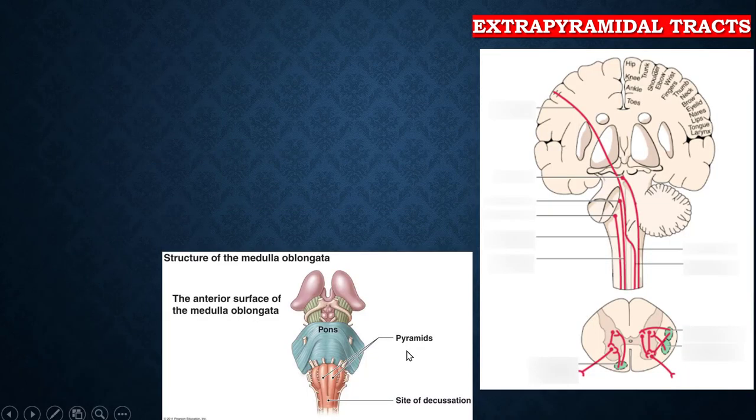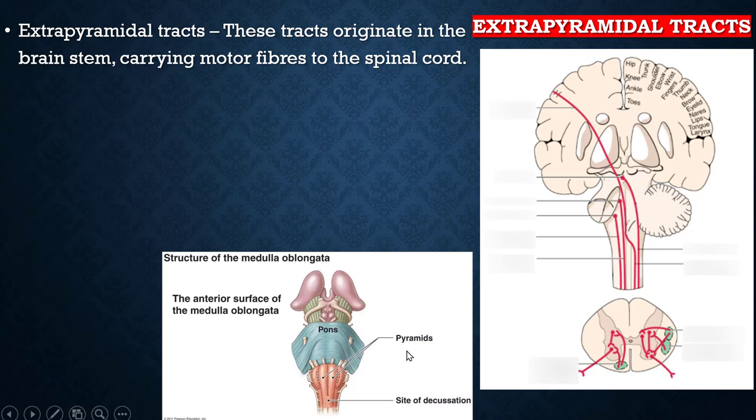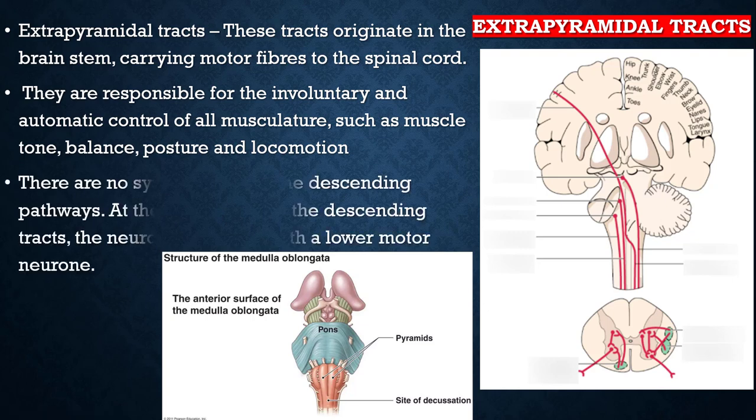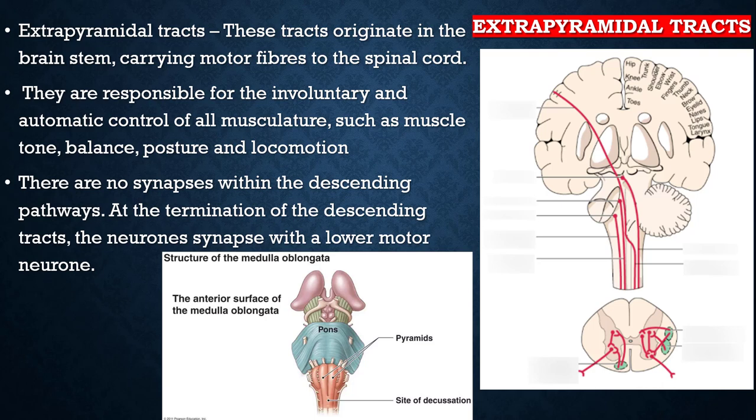Extrapyramidal tracts. These tracts originate in the brainstem, carrying motor fibers to the spinal cord. They are responsible for the voluntary and automatic control of all musculature such as muscle tone, balance, posture, and locomotion. There are no synapses within the descending pathway. At the termination of the descending tract, the neuron synapses with a lower motor neuron.